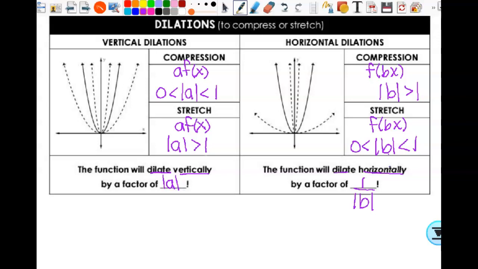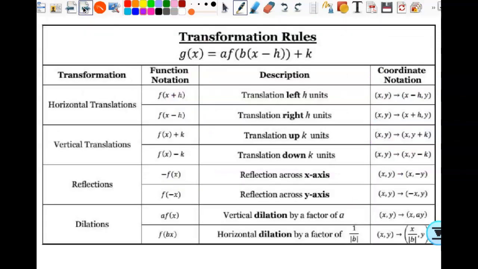All right, so flip it over. And this is just a different way to look at everything. This shows you all the transformation rules together, like if it was all happening at once. It shows you horizontal translations, vertical translations, reflections, and whatnot. So if I have f of x plus h, I know that's a translation left h units. And if I have a point xy, then that becomes x minus h because I'm translating left, so I actually have to subtract. But in the function notation, that's what we have there. So it's just a different way to put it all together. All right, everybody okay with that? Keep that handy.